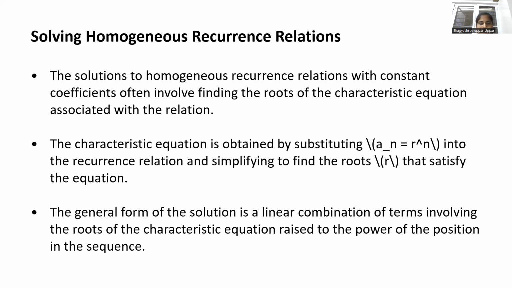The solution of a homogeneous recurrence relation with constant coefficients often involves finding the roots of the characteristic equation associated with the relation. The characteristic equation is obtained by substituting a_n = r^n into the recurrence relation and simplifying to find the roots of r that satisfy the equation. The general form of the solution is a linear combination of terms involving the roots of the characteristic equation raised to the power of the position in the sequence.